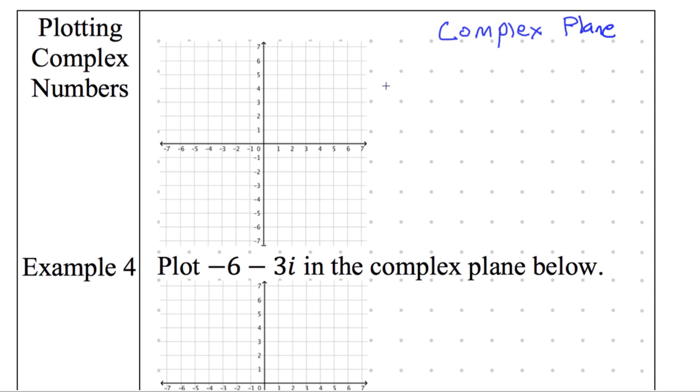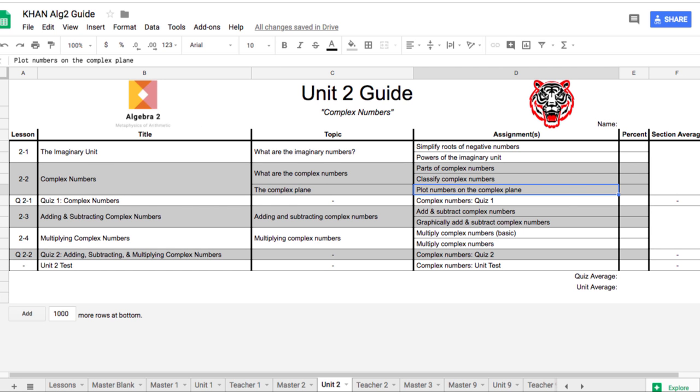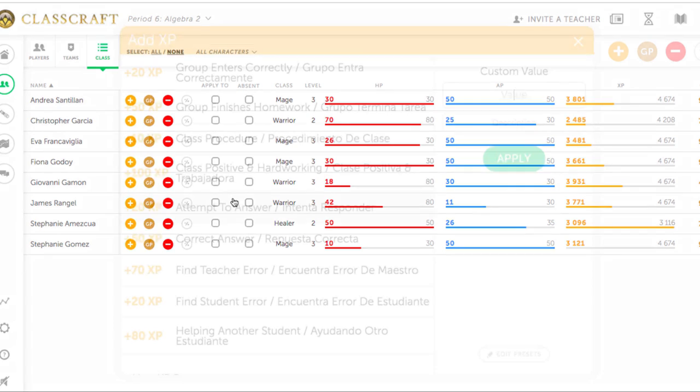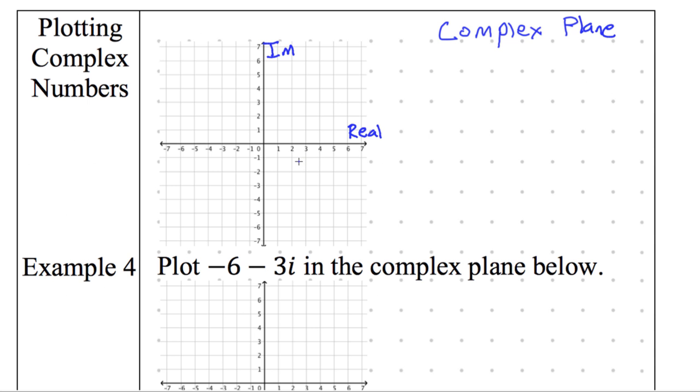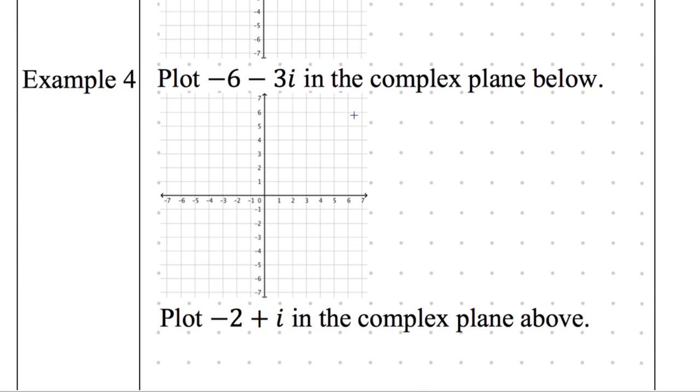And the axes are slightly different. This is no longer the x-axis. This is now the real axis. This is no longer the y-axis. What would you guess? If this is the real, this must be the Geo? It is the imaginary. I'm just going to say i because I'm lazy. That's the imaginary. That's all I want to say about this. Let's look at two examples.